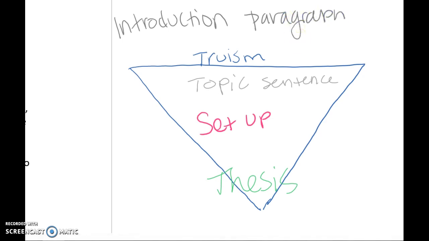So I want you to think about the introduction paragraph as setting your reader up so that they know what you're talking about. You're going to introduce the topic, you're going to give some background information, and then you're going to hit them with your thesis or your argument. Remember, this goes from super broad to specific.